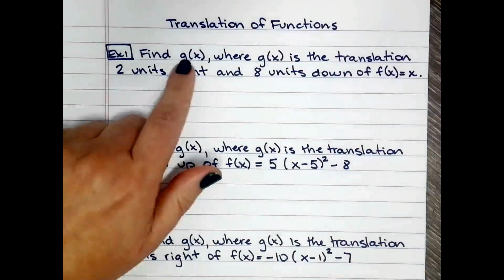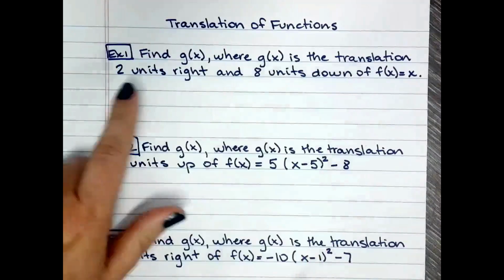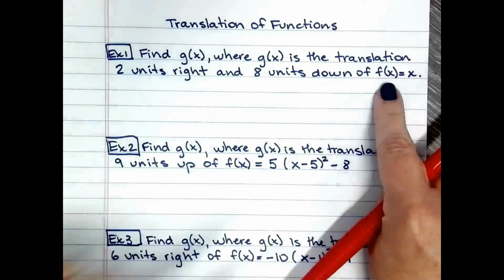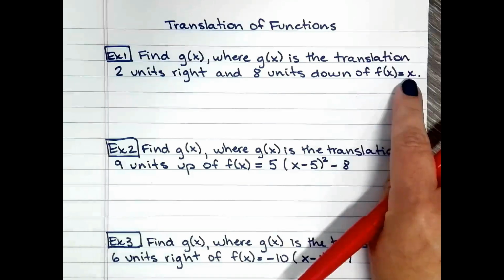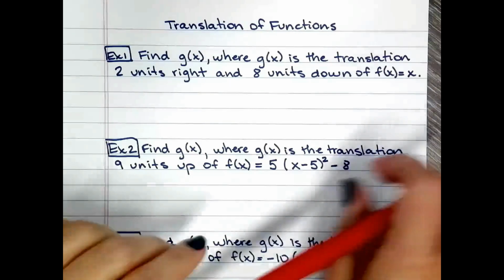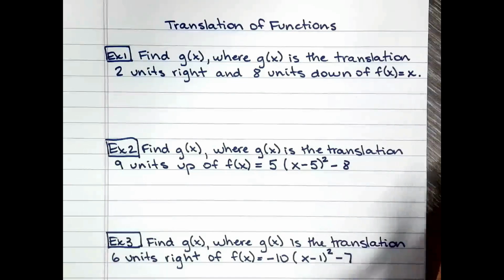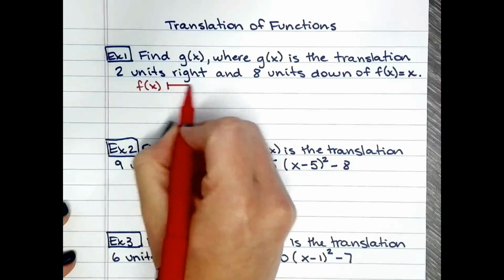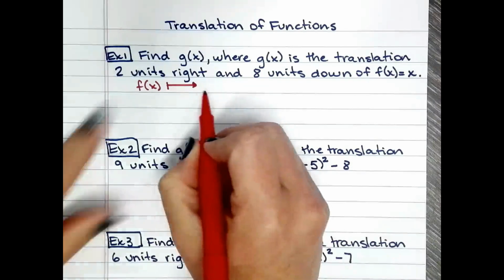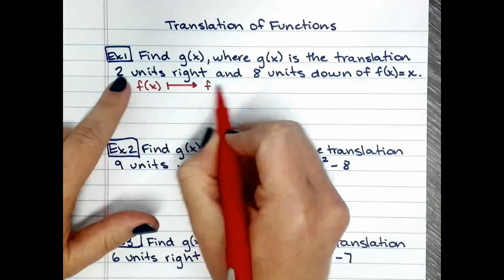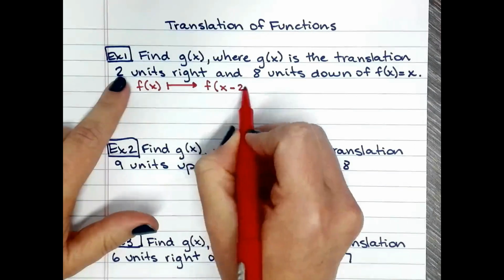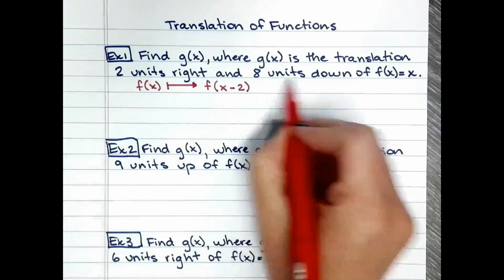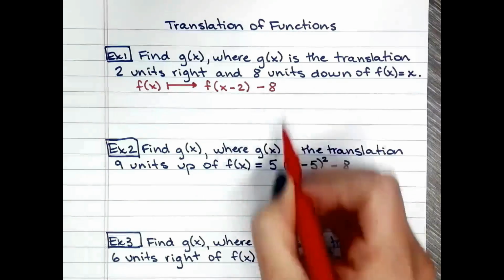We're trying to find g of x, where g of x is a translation 2 units to the right and 8 units down of f of x. And f of x is just x. Remember that x is just a linear function, straight x. Okay, so here I have f of x, and I will do the translation. So I'm translating 2 units right. Whatever my f of x was, I will get x and move right. So remember, it's minus 2. And then down 8 units, so minus 8.